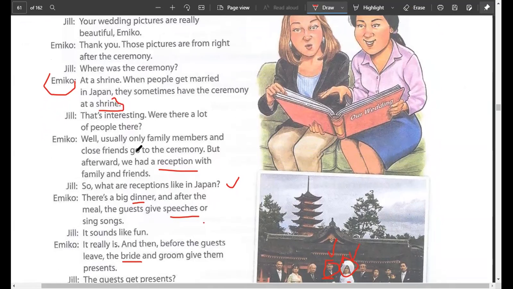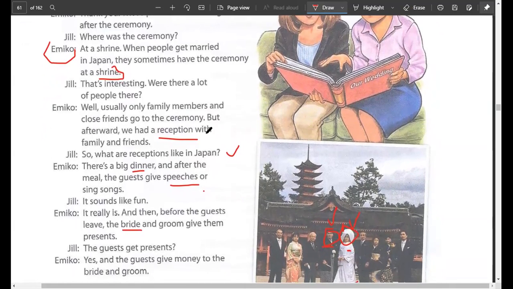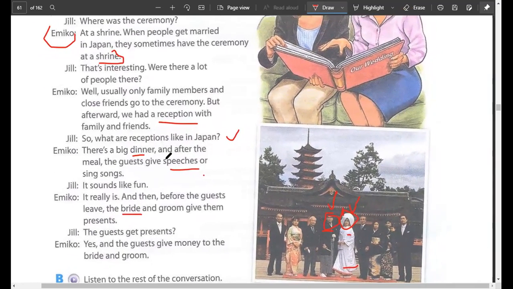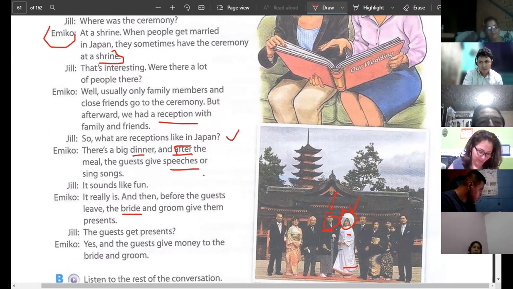Okay, and then we see the other example over here. I'm looking for an example with after. Take a look. There is a big dinner, and after the meal, the guests give speeches or sing songs. So I begin this with after, but I can also say the guests give speeches or sing songs after the meal. Okay, and if you are using the adverb before, you can use a comma in the middle of the sentence. It's only when you start, when you start with the adverb.